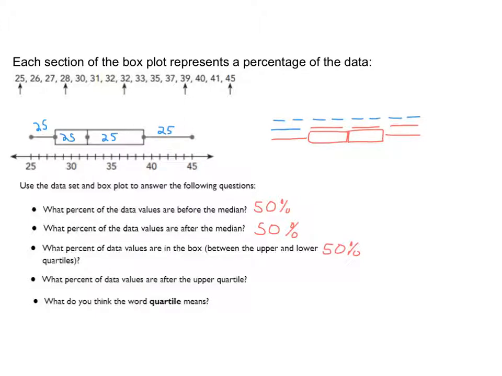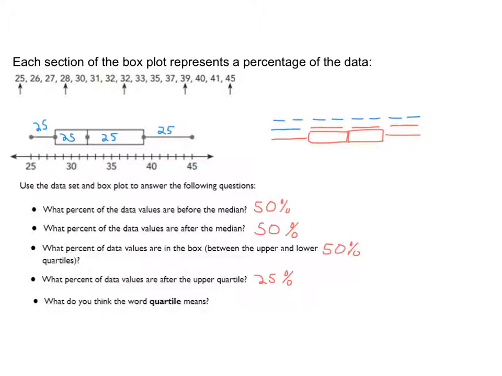And then it asks, what percent of data values are after the upper quartile? Here's our upper quartile number. So there's only one section above that. So that's going to be 25% of our data.